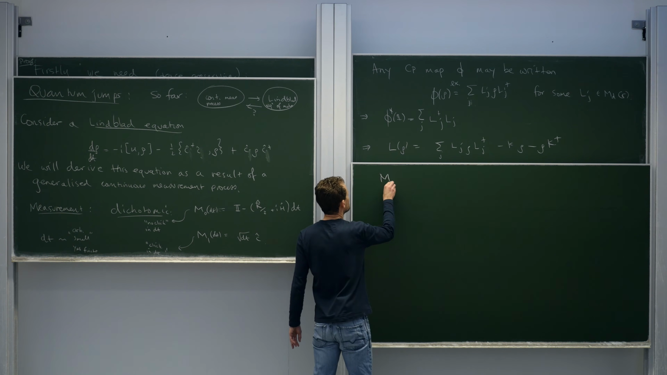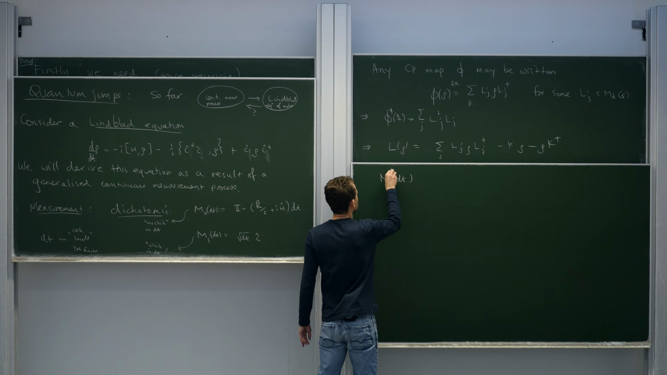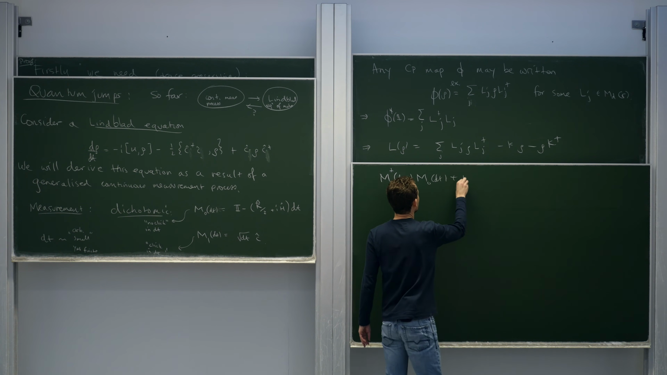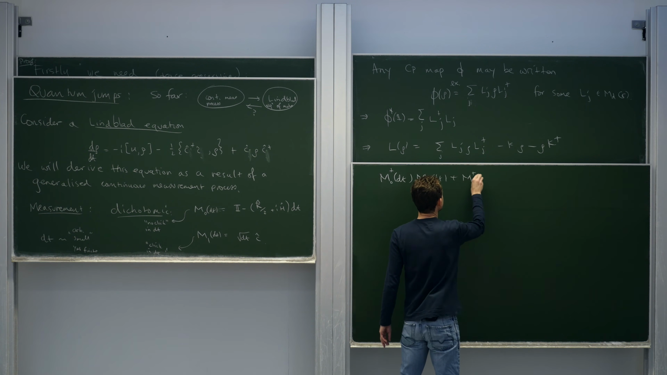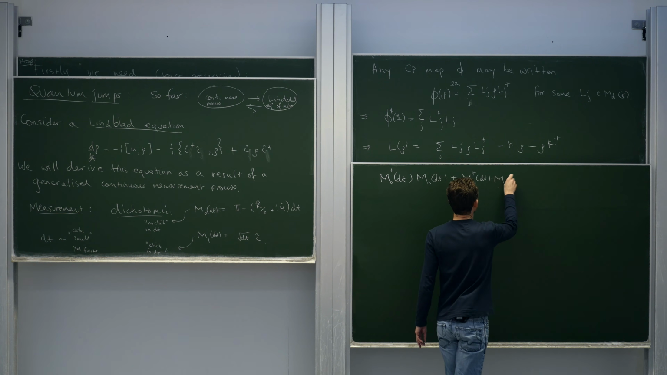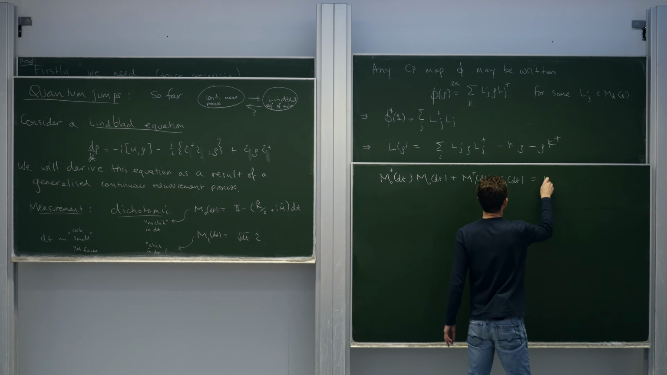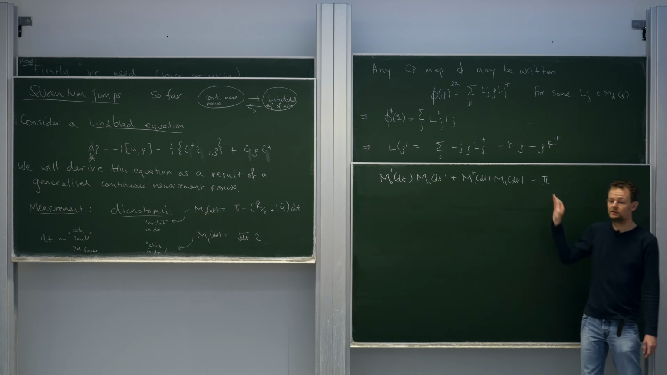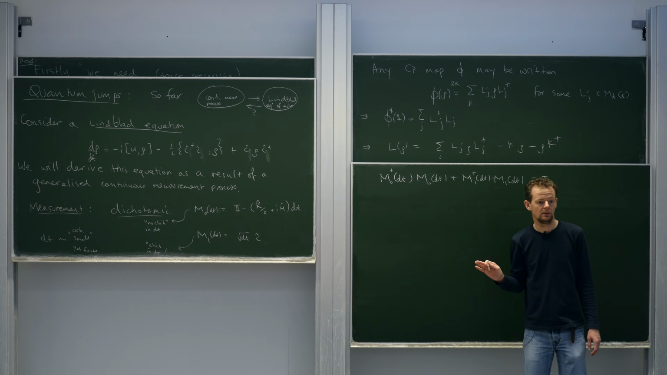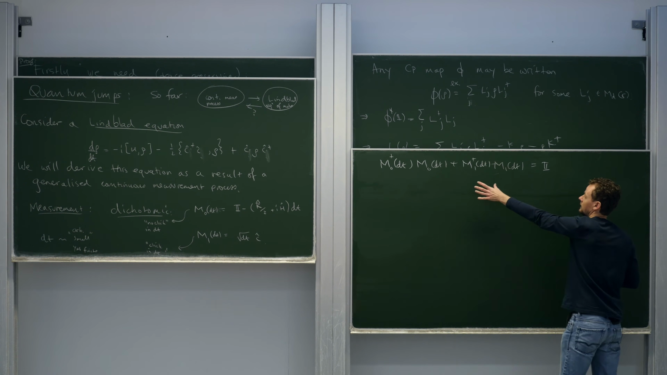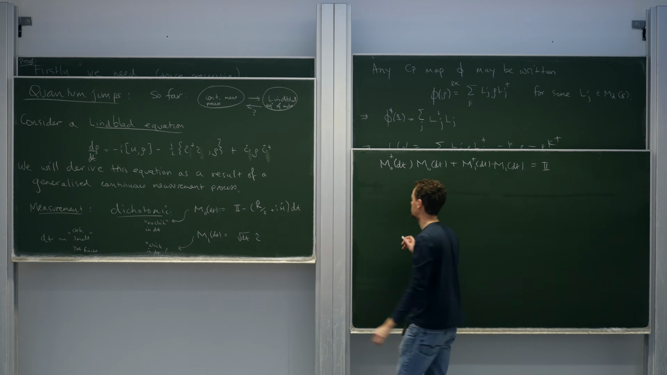So you can check that these two measurement operators give a POVM. They add up to the identity. So it's a legal generalized measurement in quantum mechanics. There exists a process which will carry out this operation.